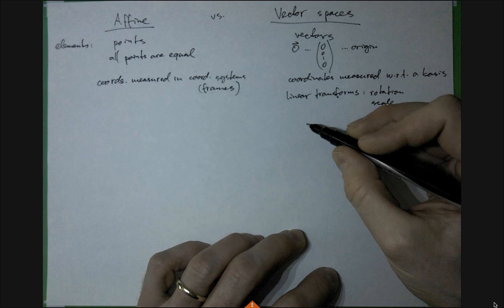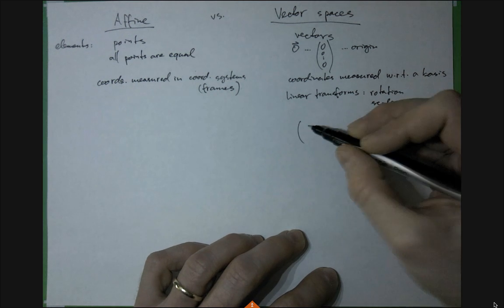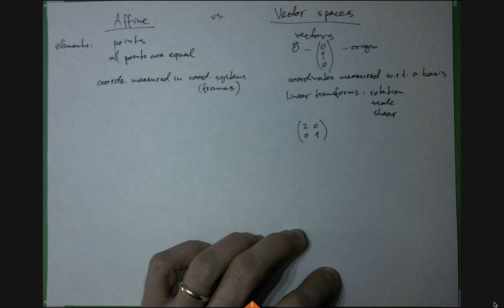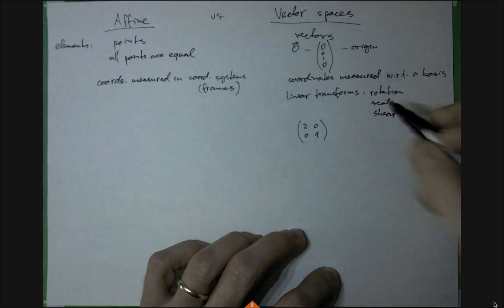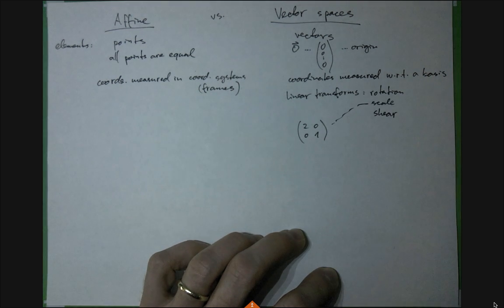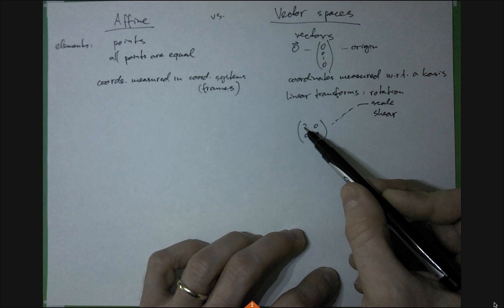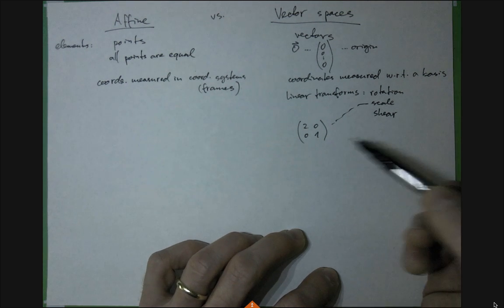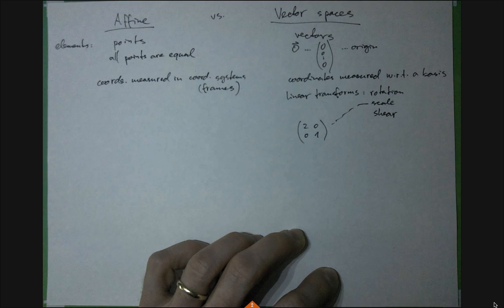So let's see, if we are in 2D, then for example, this would be an example of non-uniform scaling, right? That would be a scaling transformation. Scale in the x-axis by a factor of 2, scale in the y-axis by a factor of 1, so no scale in the y-axis, right? So in general, it will be alpha and beta.